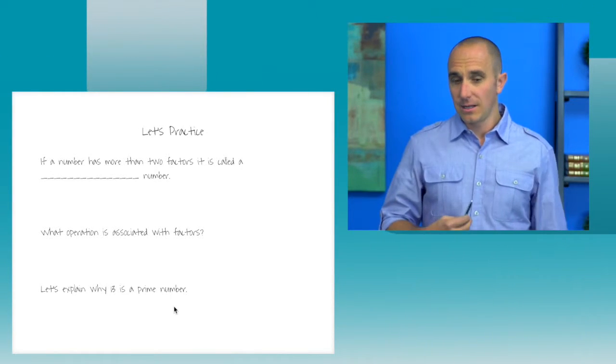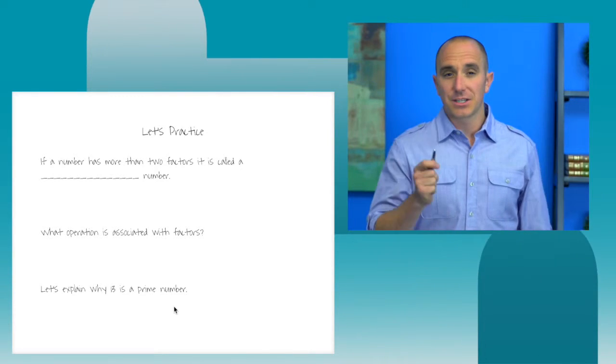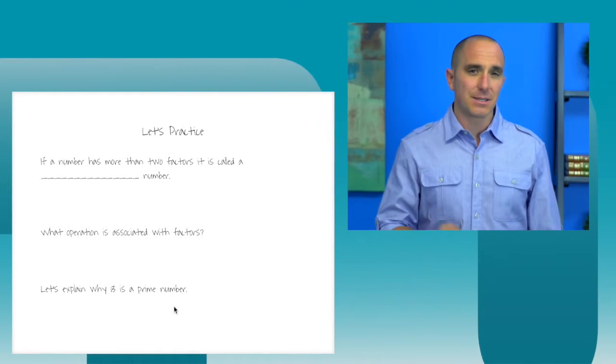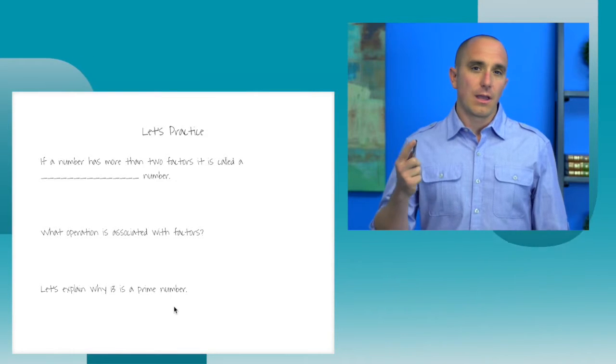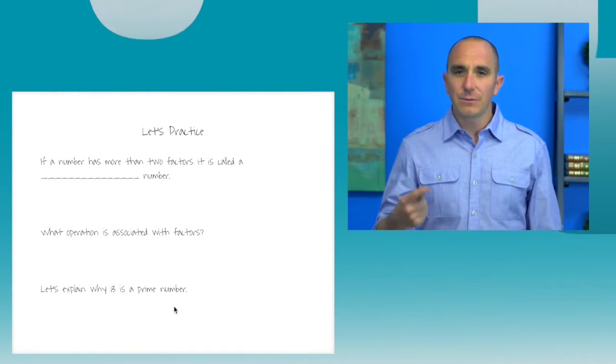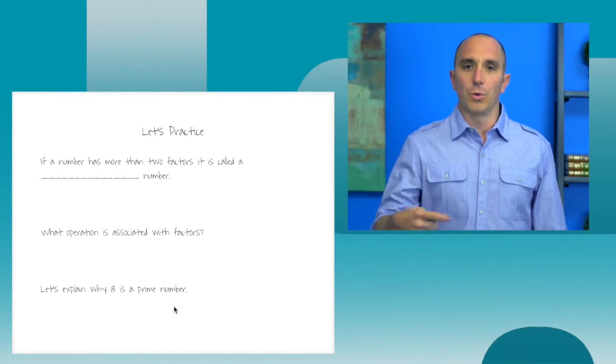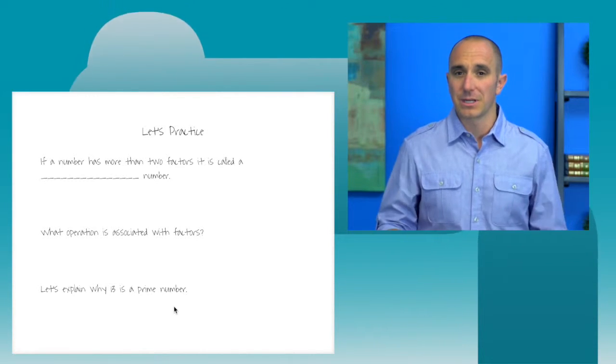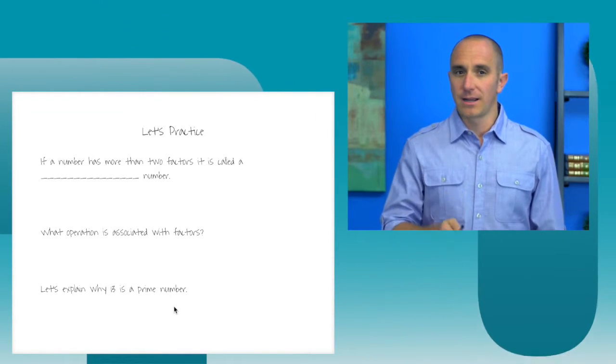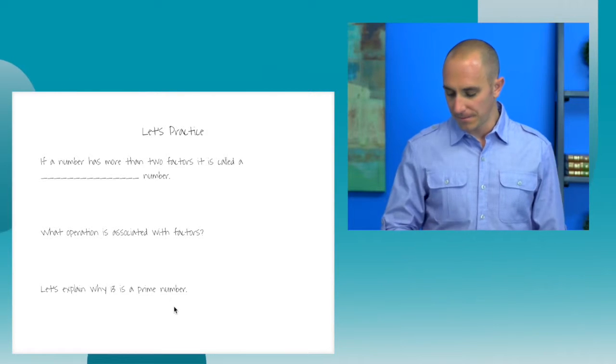Our second is, what operation is associated with factors? And this is an important question. If you're thinking to yourself, well, everything we've been doing essentially has been multiplying, with the exception of divisibility, you're probably on the right track. And the answer is multiplication.